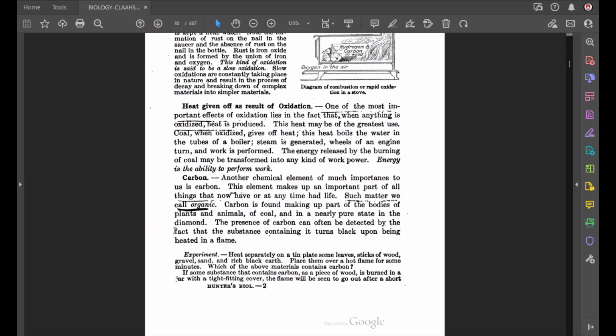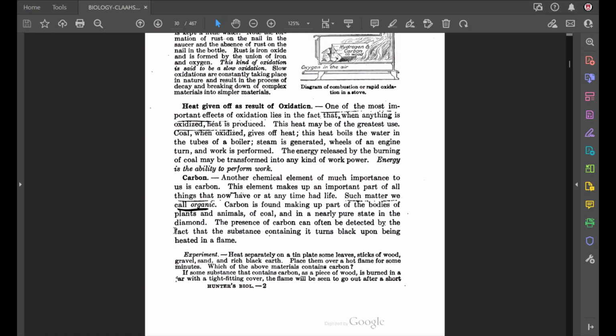Which of the above materials contains carbon? How can you tell which materials contain carbon? Which ones burn black, right? So the sand likely won't burn. The stones won't burn. Organic material, we just learned that, organic material contains carbon.